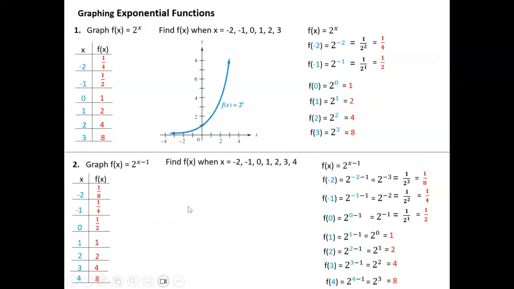So the graph, I don't think I drew the graph here, but everything shifts 1 unit to the right. Remember the horizontal shifts? This means that it's going to be a horizontal shift. So all these points from the parent function move 1 unit to the right. Okay.